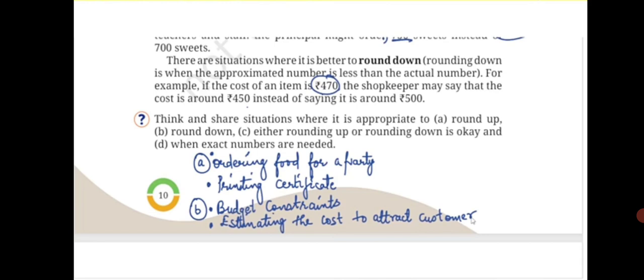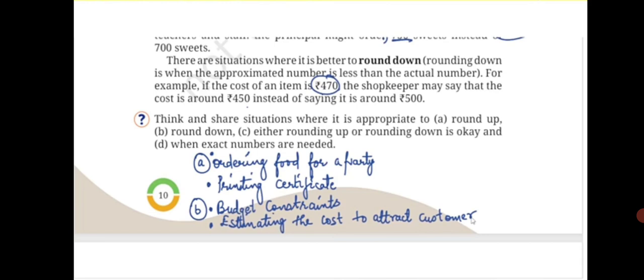Now the second situation is round down. Tell me two situations for round down. We can say budget constraints. Here, like in shopping, we always do bargaining, and we usually bargain according to our budget, so we can round down the actual price of any item. And the second situation is estimating the cost to attract the customer. Usually shopkeepers sometimes round down the actual price of a particular item to attract the customer.